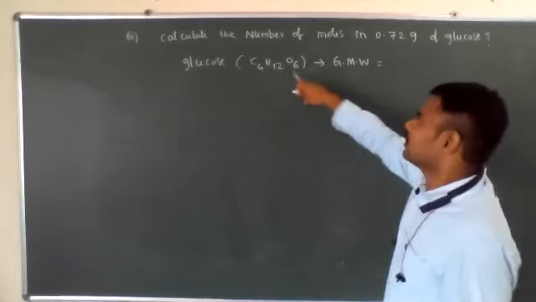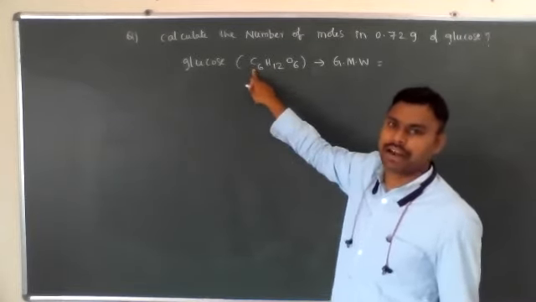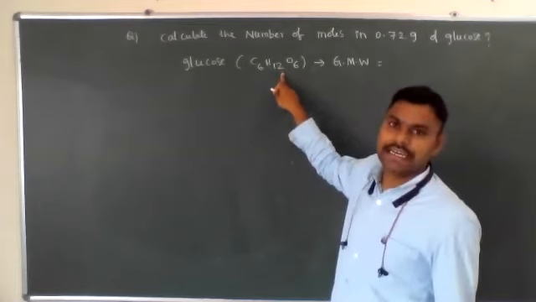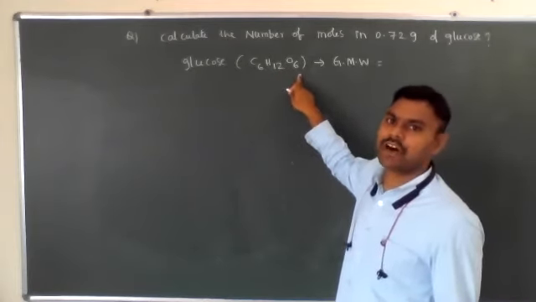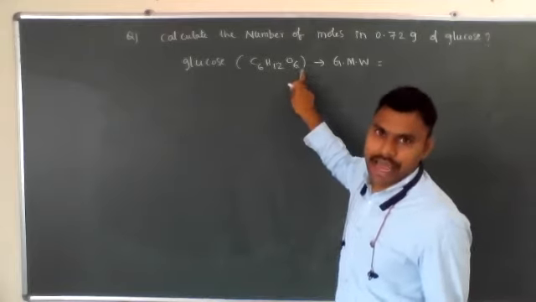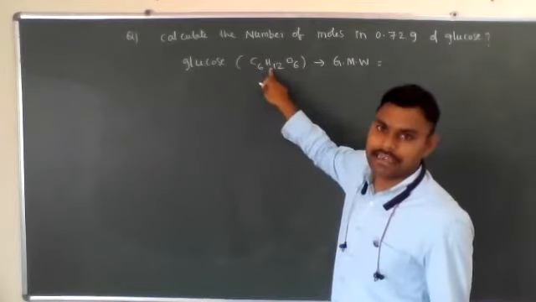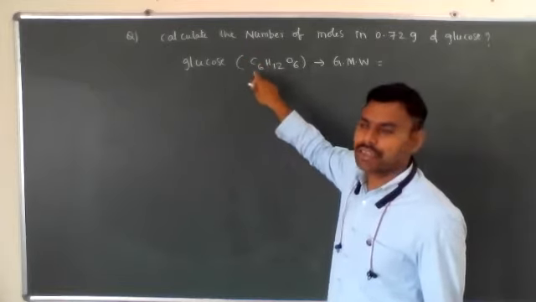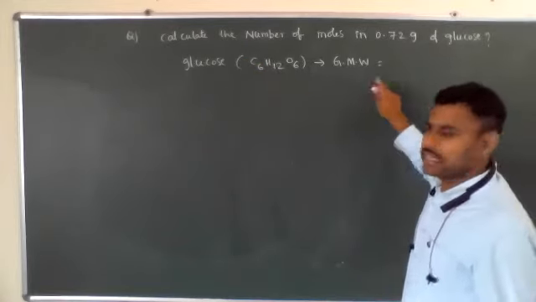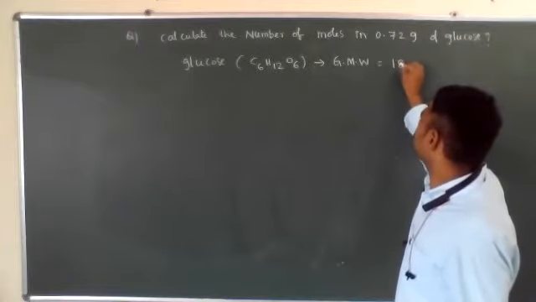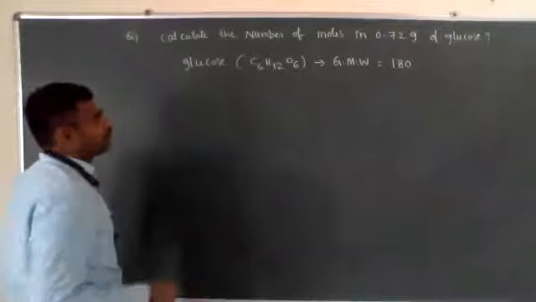Now C6, 6 carbon atoms are present. Each carbon atom weight is 12 grams. 12 hydrogen atoms present. Each hydrogen atom weight is 1 gram. 6 oxygen atoms present. Each oxygen atom weight is 16 grams. You multiply and add the individual atoms' weights, then you get the glucose molecular weight is equal to 180. Okay, some students already calculated, very good.